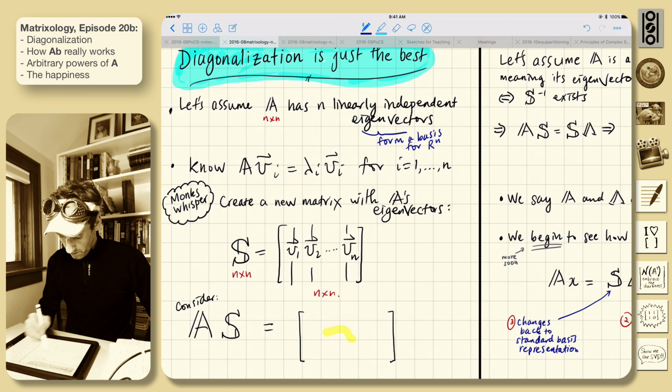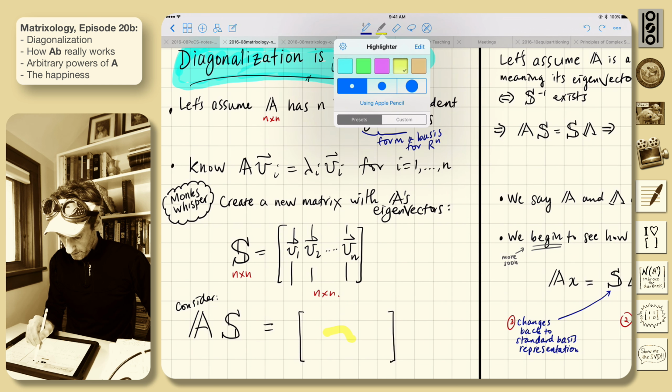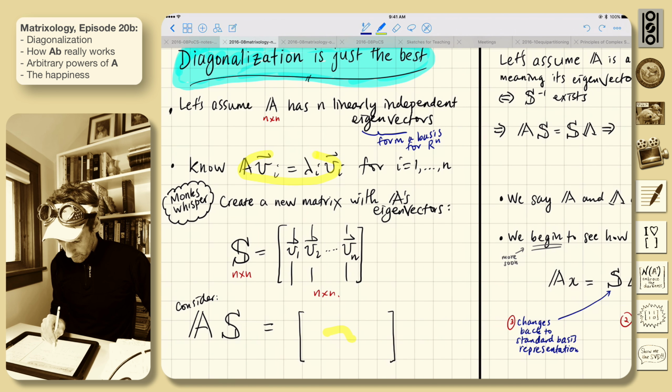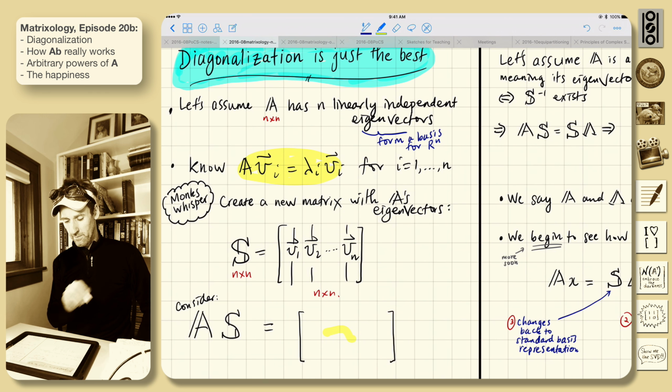But let's build a little story here. So we know this, right? Let me write this. Okay, so we know we have this basic thing, A v_i = lambda_i v_i, and it's going to be true for i equals 1 to n. And it could be that the lambdas are repeated. So we have these n equations.